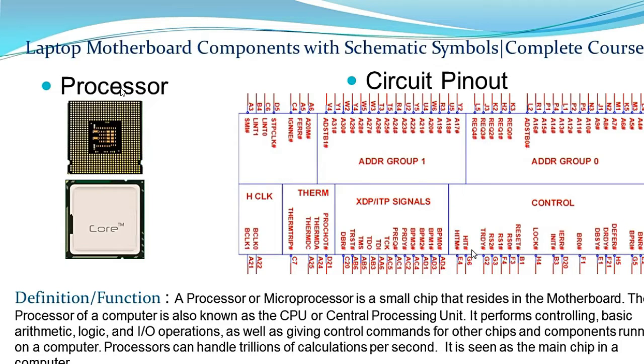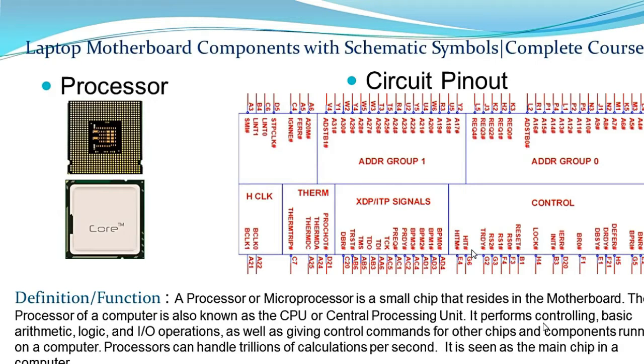So basically, as you can see here, we have the processor. We call it processor or CPU, or central processing unit. So let's first see the definition of the processor. As you can see here, a processor or a microprocessor is a small chip that resides in the motherboard. The processor of a computer is also known as the CPU or central processing unit.